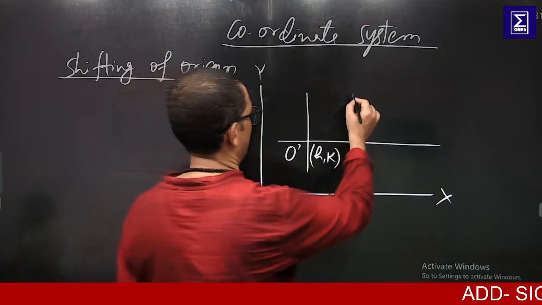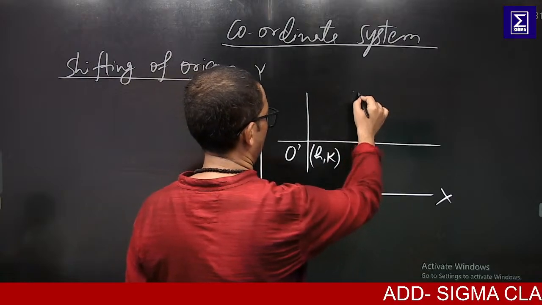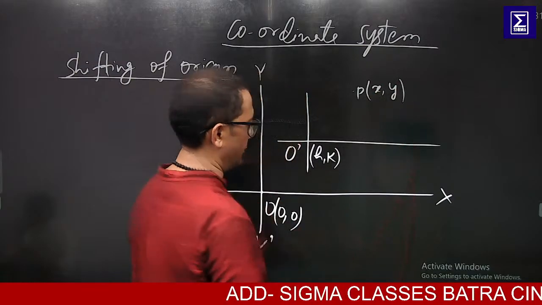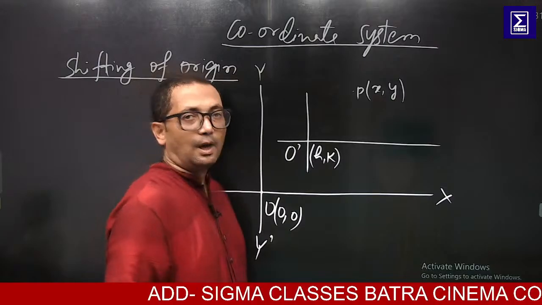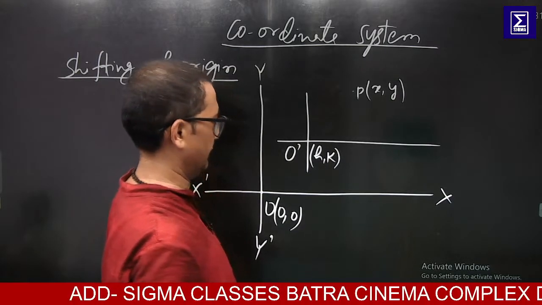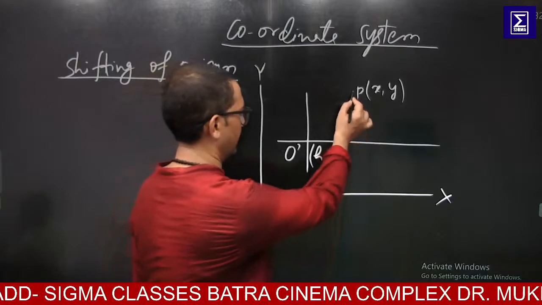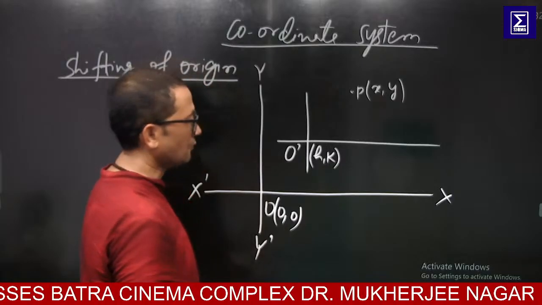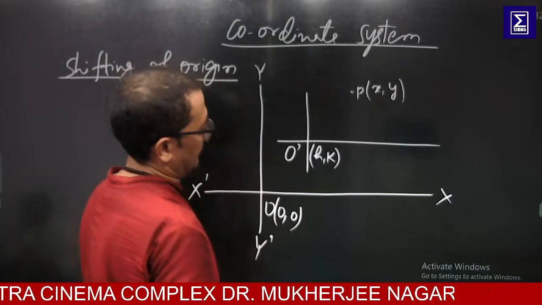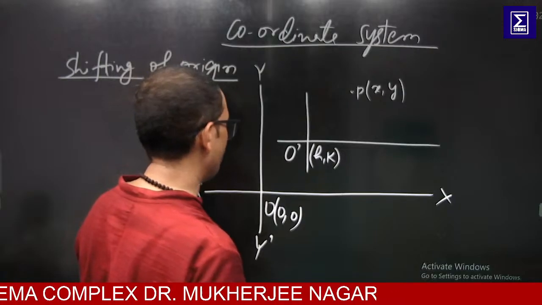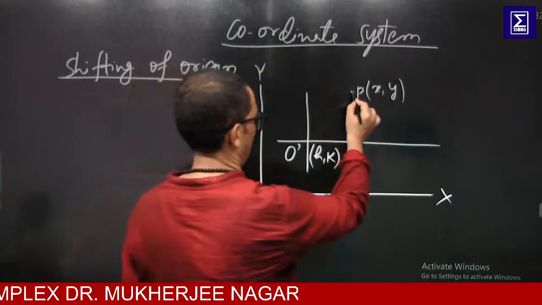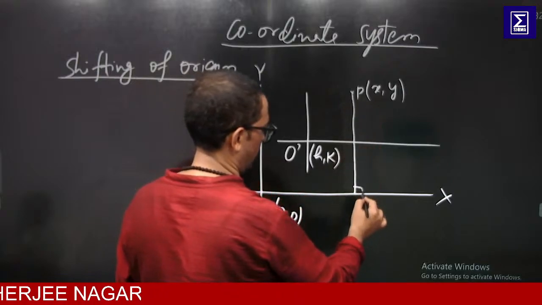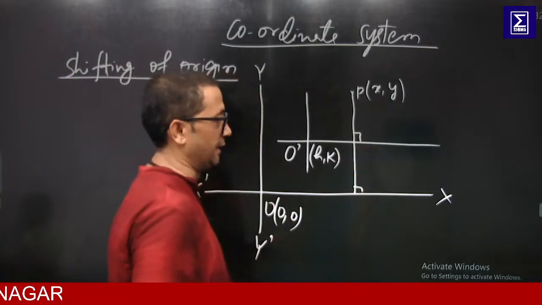So any point, for an example point P, the coordinate of P is x comma y as per the old coordinate axis, and we have to find the coordinates of the same point P with reference to the new coordinate axis. So how shall we do? So for this we will draw the perpendicular from P to both the axes. Here it is making an angle of 90 degree, here also it is making an angle of 90 degree.